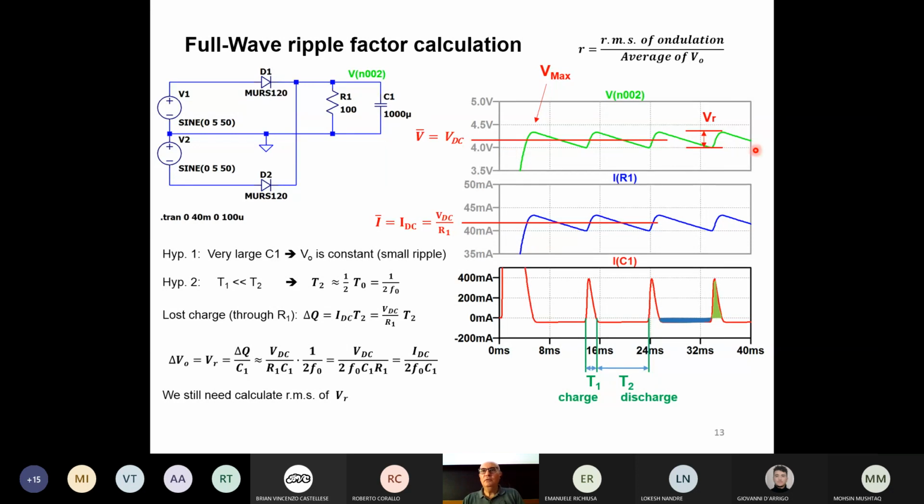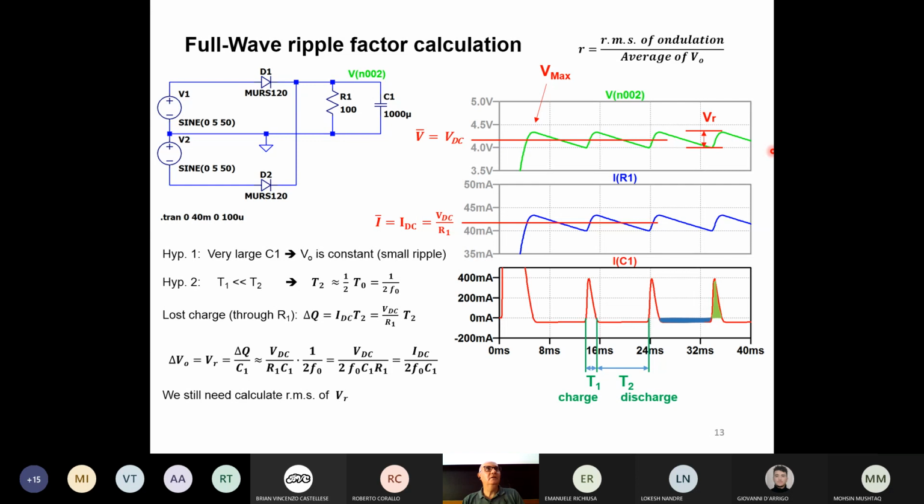Okay, so now the point is that we want to calculate the root mean square value of this undulation, of the V ripple. In this case, we must know the shape of the ripple voltage. If you look here, the shape is not quite easy because it's made by an exponential decrease plus a piece, the top of a sinusoidal waveform. So you have a bit of sinusoidal waveform here when the voltage goes up, plus an exponential decrease in voltage.